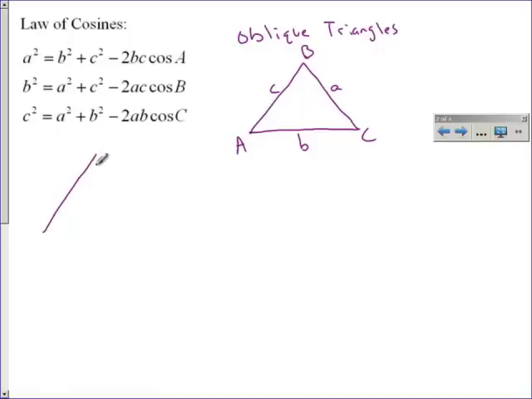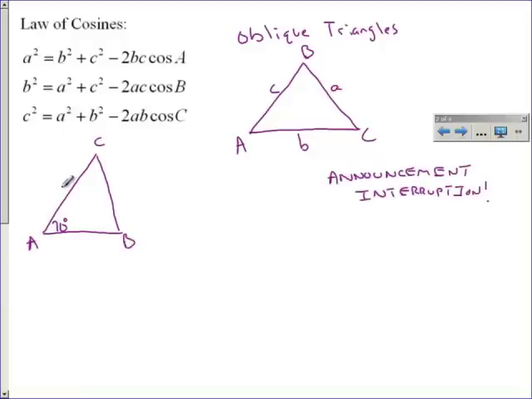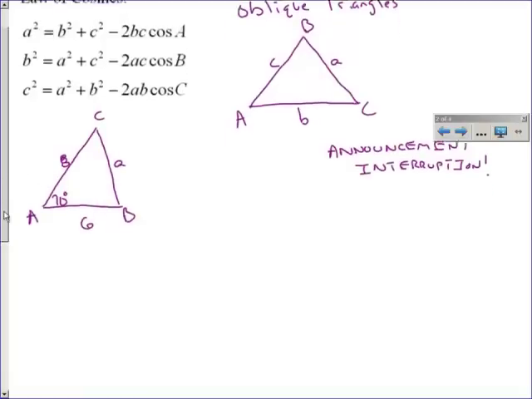Let's have a triangle that's not a right triangle. I'll put a 70-degree angle right there, and let side b be 8, and I'll let side c be 6. And we want to find side a. We can't set up SOHCAHTOA here. We are going to have to use this formula.